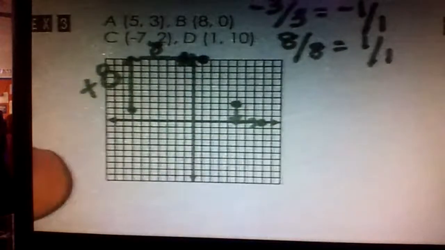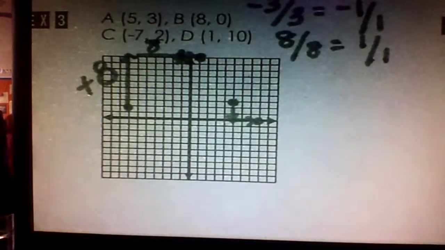So would you say these are perpendicular then? No, it's negative. Yes. You need one negative, one positive to be perpendicular. Okay.